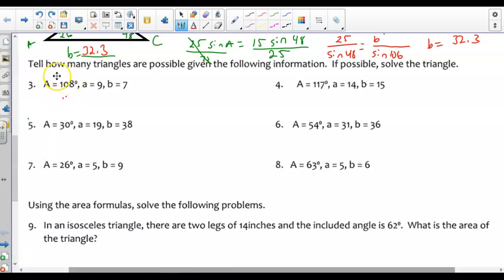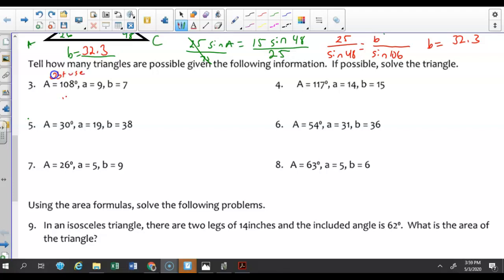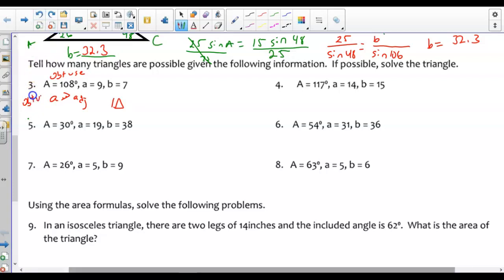So this first angle is obtuse. All right, it's obtuse, so it's larger than 90 degrees. And then the opposite side, see how this is angle A and this is side A? So they're opposite. So the opposite side is larger than the adjacent side. All right, that means there's only one triangle. This is obtuse, and the opposite side is larger than the adjacent side. So that's one triangle.